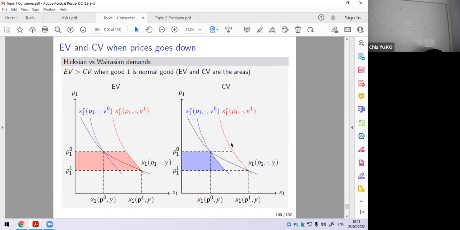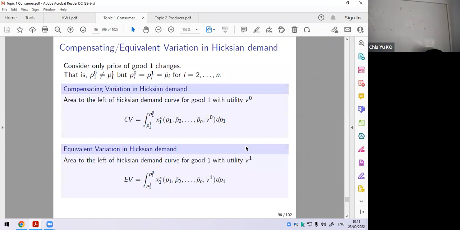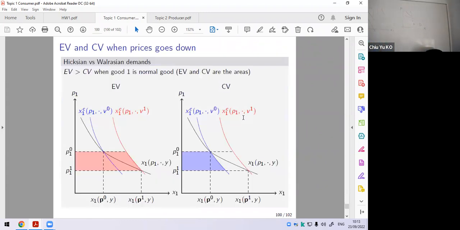Then the red one is the EV, the blue one is CV. Just go back to the definition we have. CV looks at the old utility, EV looks at the new utility. So for EV, looking at the new utility, we just integrate. The CV looks at the old utility. Is that clear? So in that case, you can see EV is here, CV is here, and CS is in between.